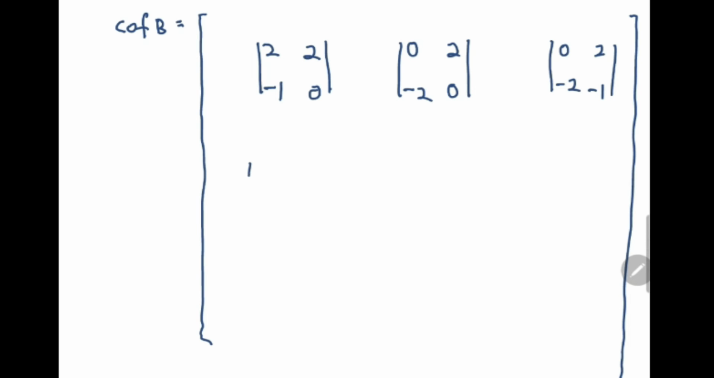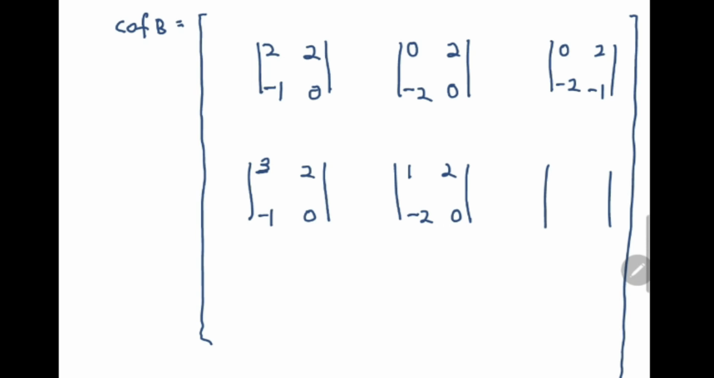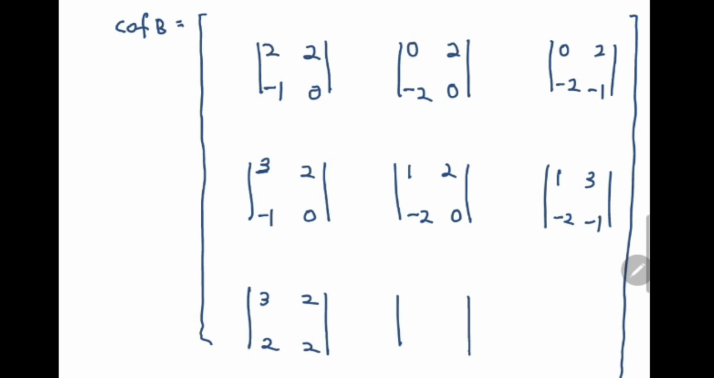For the second row, 3, 2, negative 1, 0, then 1, 2, negative 2, 0, then 1, 3, negative 2, negative 1. And for the last row, 3, 2, 2, 2, then 1, 2, 0, 2, then 1, 3, 0, 2.